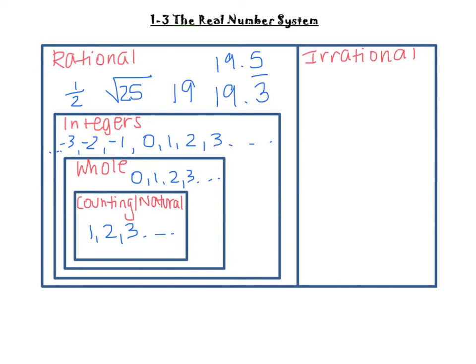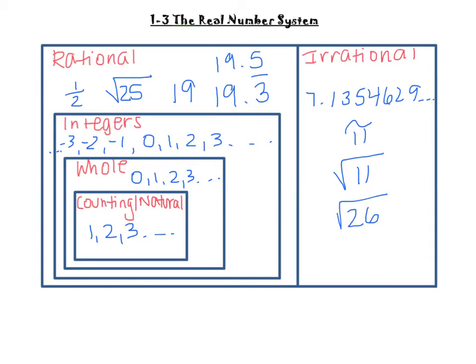If it does not have a pattern, that's when it becomes an irrational number. So for instance, 7.1354629 and so on. There's no pattern between the numbers there after the decimal point, so that's irrational. Pi, which we use as a symbol, we don't do 3.14, 22/7 anymore. Okay, that's an irrational number. Continues on forever and ever, does not have a pattern. And the other irrational numbers are square roots that are not perfect squares. So for instance, 11 is not a perfect square. 26 is not a perfect square. All of those are then considered irrational.